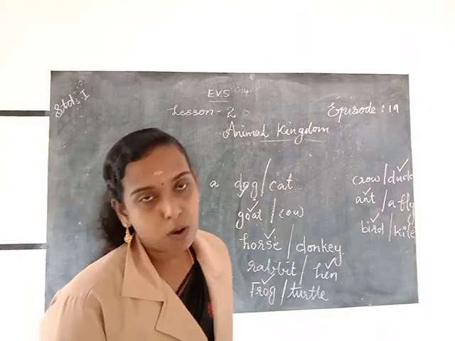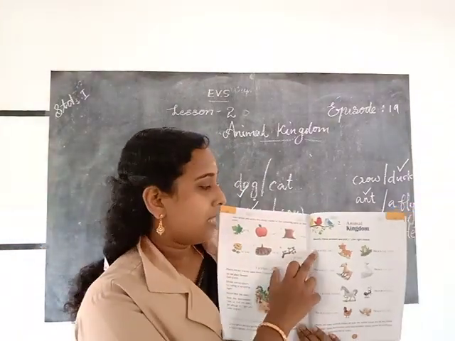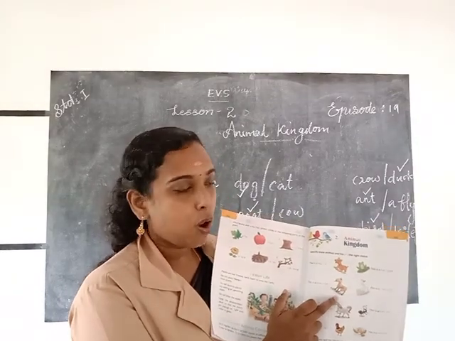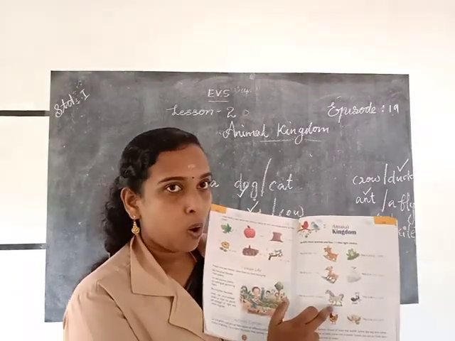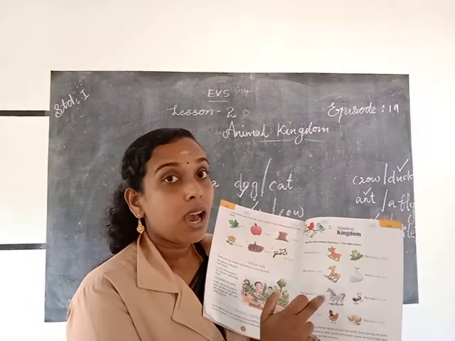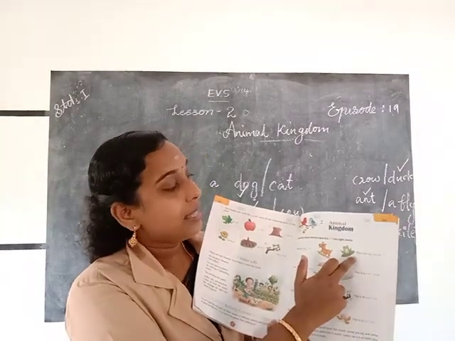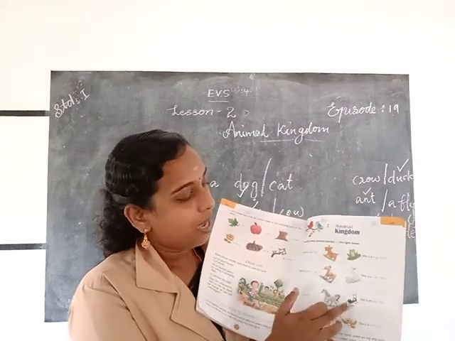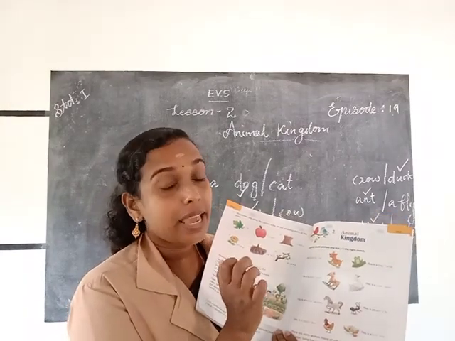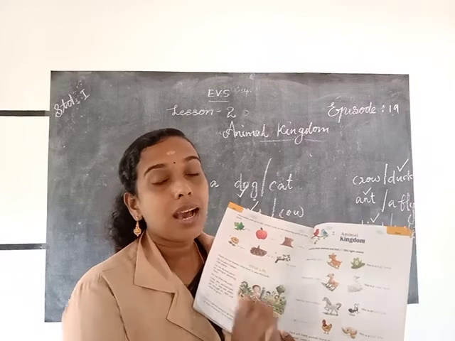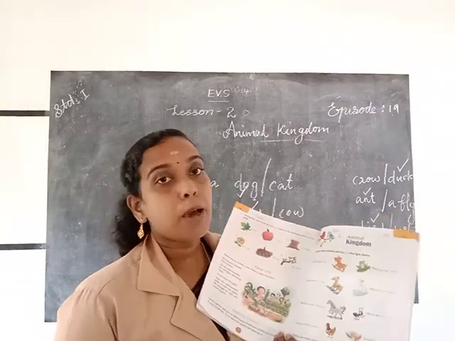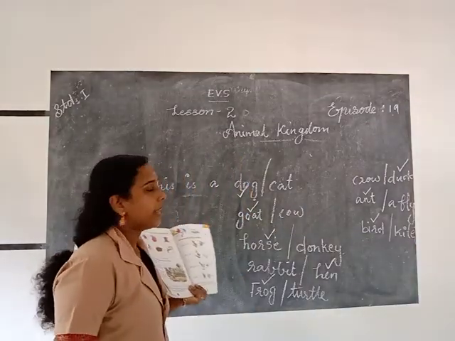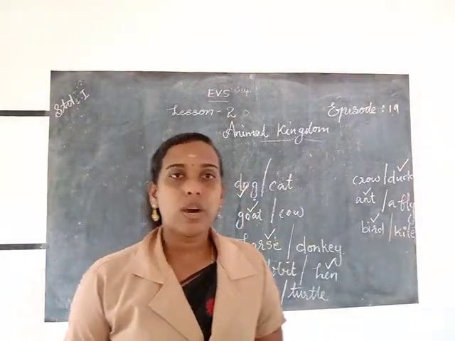So look at your textbook. This is a dog. This is a goat. This is a horse. And this is a hen. Here this is a frog. This is a duck. This is an ant, A-N-T. Ant. And this is a bird. Okay. So you do the correct answers in your textbook and send to my WhatsApp.